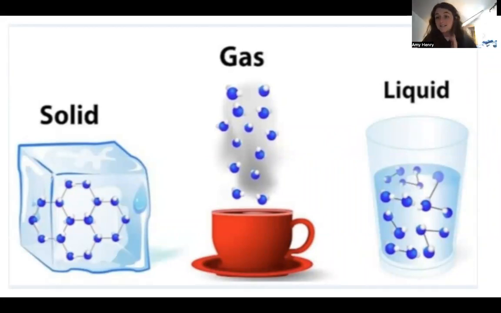And then the last state of matter is liquid. So liquid, if you were to represent it with your hands, it would be moving slowly and near each other. So they're a little bit further apart than a solid and they're moving slowly. But if you were to heat up the water, like boiling water, it would start to look something like this.